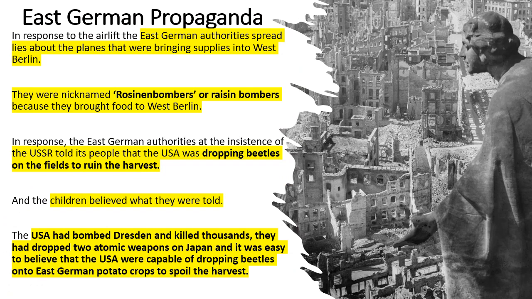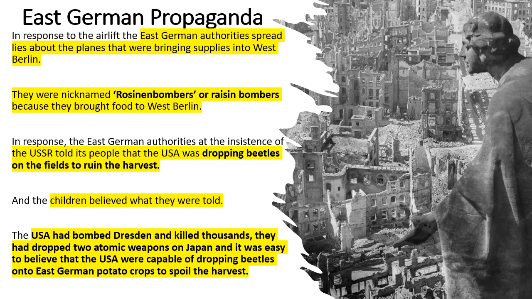The Soviet government couldn't compete with that, and they certainly didn't want to shoot down any planes, because that would be an act of war, and that could backfire very badly for them. Okay, so what they did do was tell everybody in Germany that these weren't planes bringing food at all. They lied to them. It's a classic example of propaganda. They said that they were Rosinenbomber, or raisin bombers. They were dropping beetles, these little black beetles from the planes, little creepy crawly beetles, into the fields in East Germany to eat the crops and ruin their harvest.